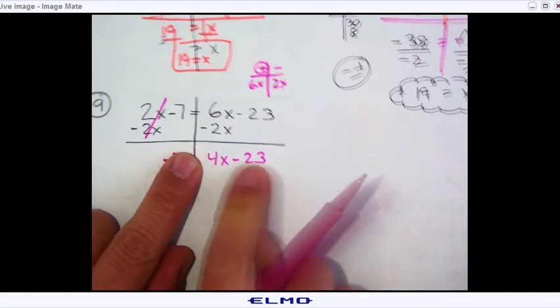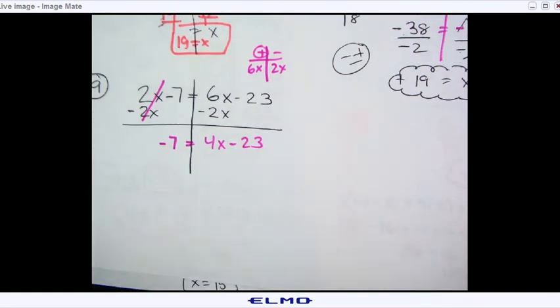So the x is on the right side. There's no more x on the left side. Am I recording this? Hold on. Let me see. Oh, I am. Oh, shoot. I am.